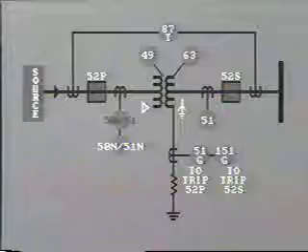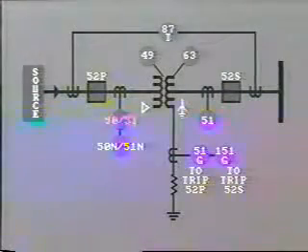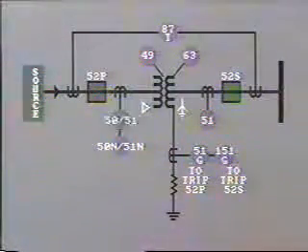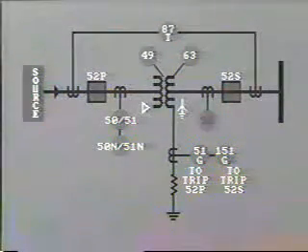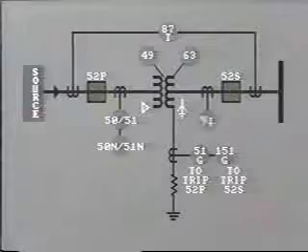Overcurrent relays are often installed as backup in the primary and secondary circuits. This overcurrent relay will act as a backup for faults on the secondary bus or feeders.